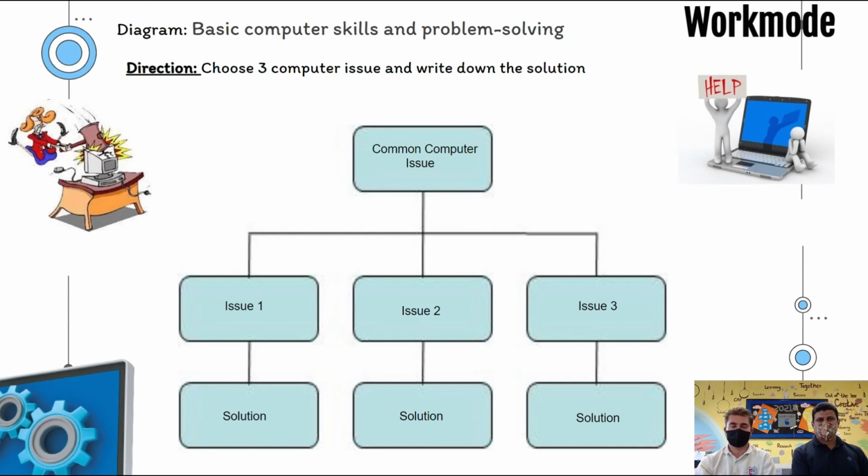Welcome back, and let's check the diagram, basic computer skills and problem solving. Choose 3 computer issues and write down the solution. What I'm noticing is everyone is just writing one word or one line. You can do that for the issue, you can write it in one line, but I want you to write down the solution properly. You can pause the video and copy everything from the video.